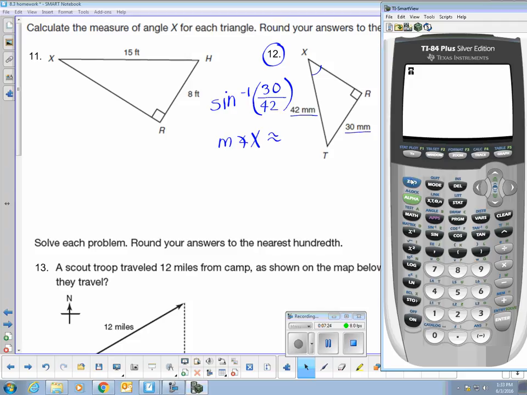So once again, I begin with second function, sine. 30 divided by 42. And we get a measure of about 45.6 degrees.